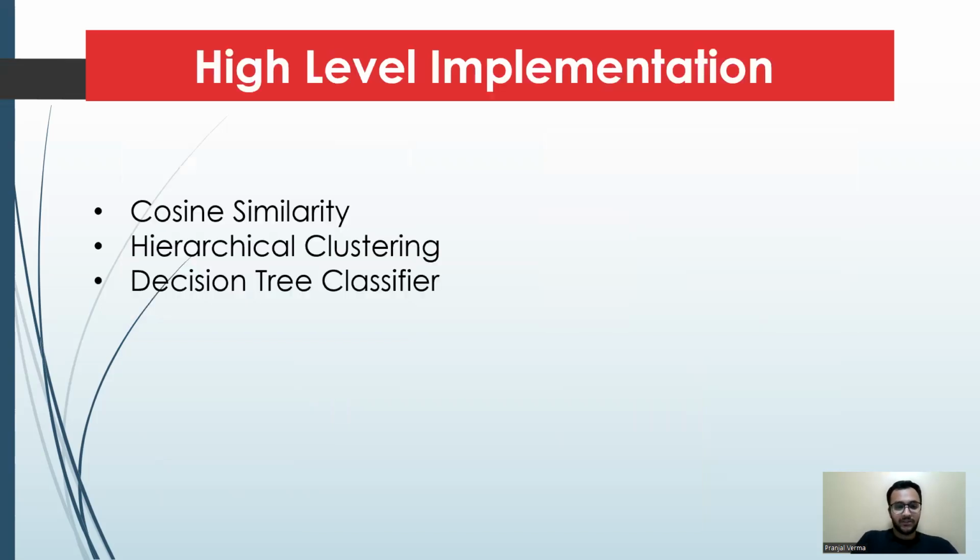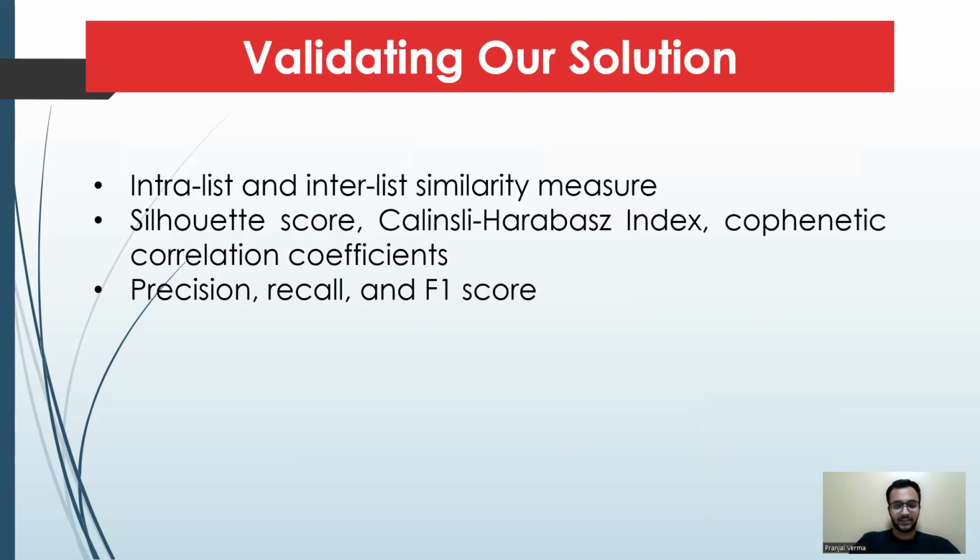High level implementation. For the first problem, we used cosine similarity and predicted games on the basis of cosine similarity. In the second question, we wanted to group games together and predict similar games with the least price, so we used hierarchical clustering. Third, to tell whether a game will be successful or not, we used a decision tree classifier.